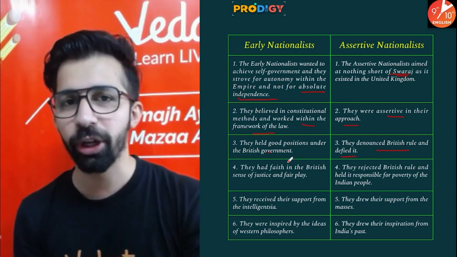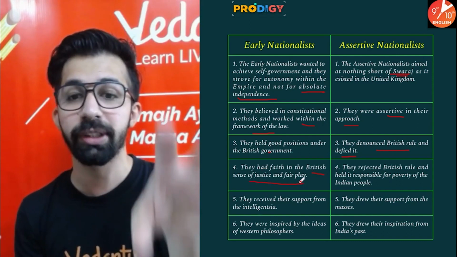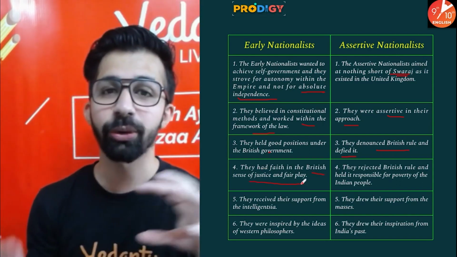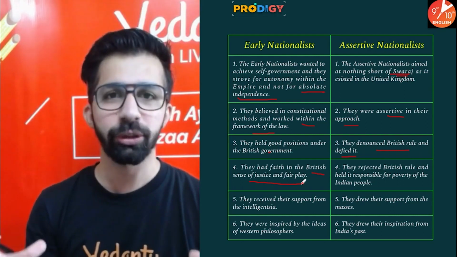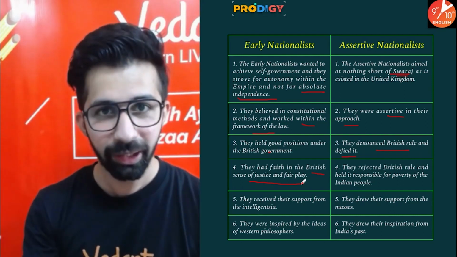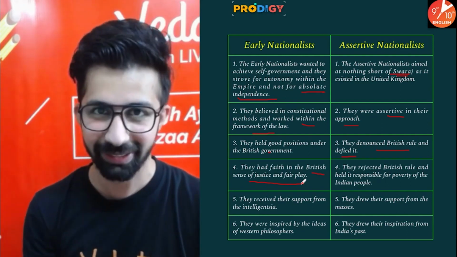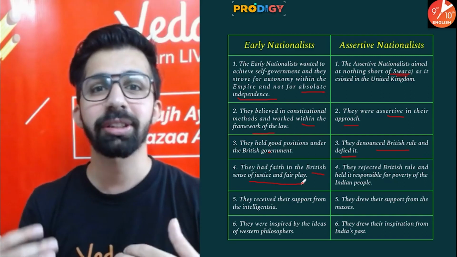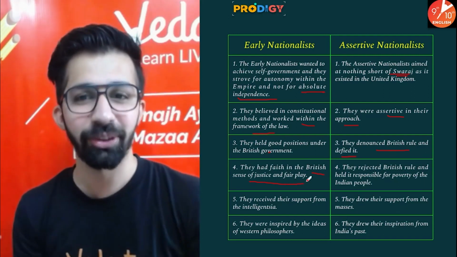On the other hand, if we talk about early nationalists, they had faith in the British sense of justice and fair play. So early nationalists used to think that if we follow the constitutional means, they will fulfill our demands. They will listen to our demands. They will listen to our grievances. So early nationalists had faith in the constitutional means of Britishers.